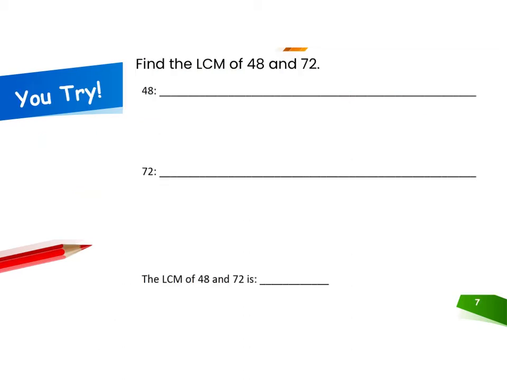Next, let's find the LCM of 48 and 72. The first thing we'll do is list out our 5 multiples of each number. 48 times 1 is 48. 48 times 2 is 96. 48 times 3 is 144. 48 times 4 is 192. And 48 times 5 is 240.